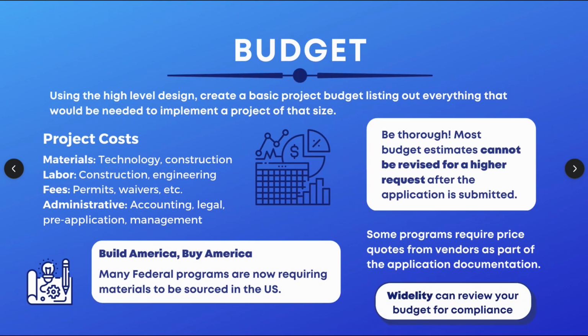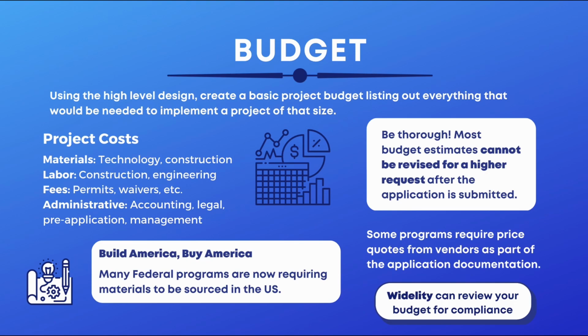Next is to create a project budget. You will want to list out everything that will be required to complete this project from start to finish. This includes all expected project costs such as construction materials, technology components, labor, fees, permits, waivers, and more. Also, any administrative costs that come along with managing a grant like this. Accounting fees, legal fees, application expenses, post-award reporting compliance costs, project management costs, and more. Make sure to be thorough.